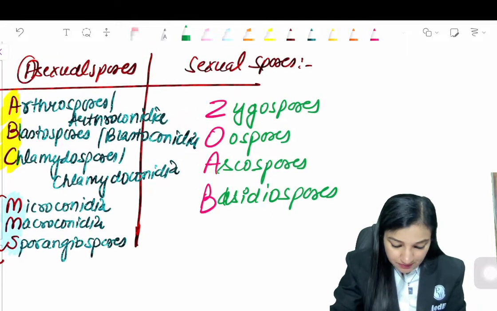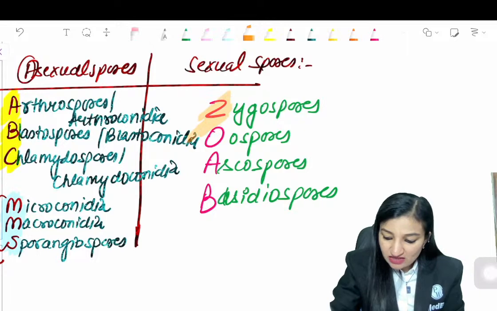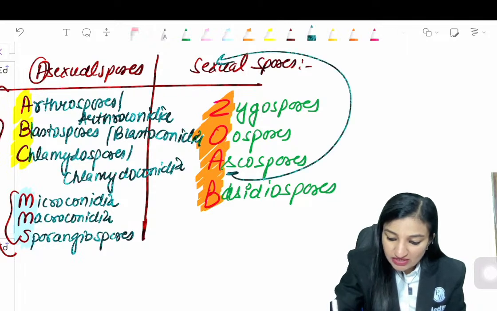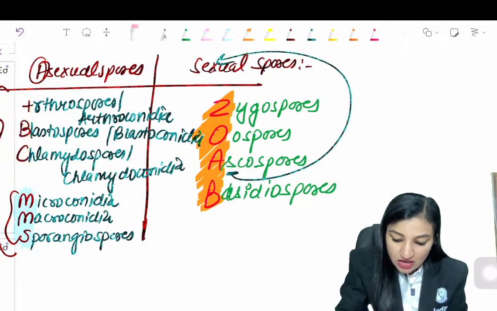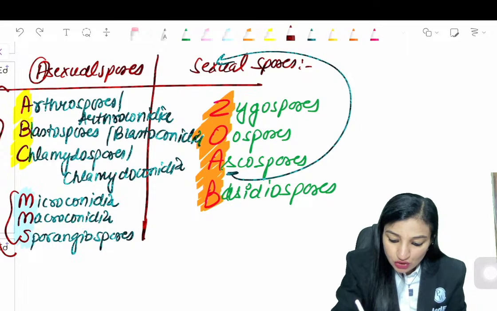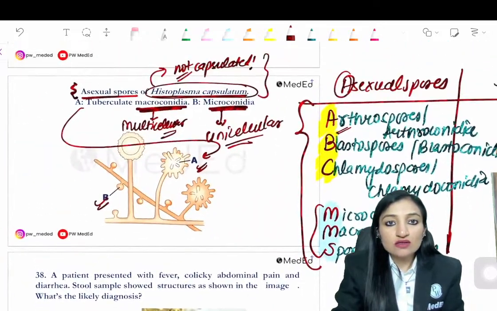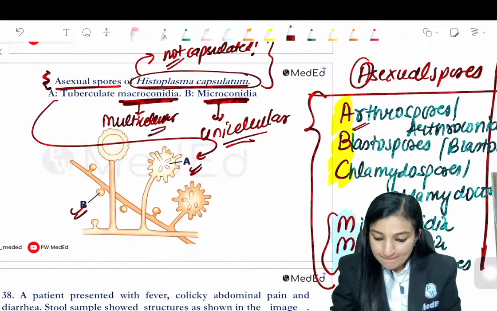So remember, ZOAB acts as sexual spores in mycology. Asco has got an S in it, so these are sexual spores, not to be confused with arthrospores. Okay, is this clear?